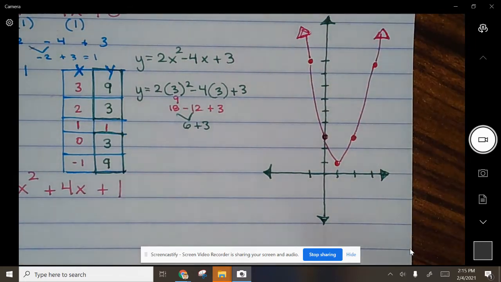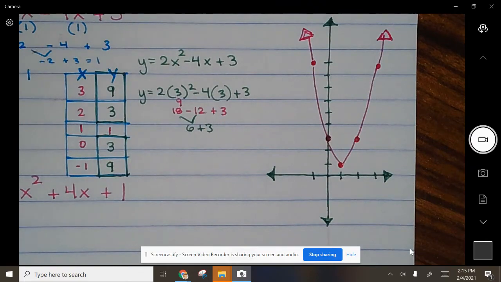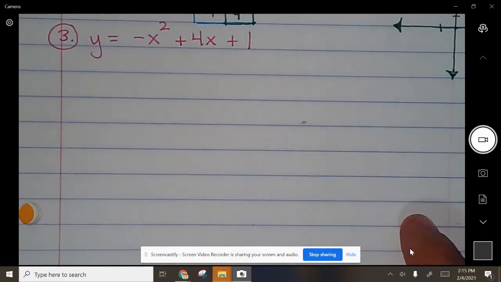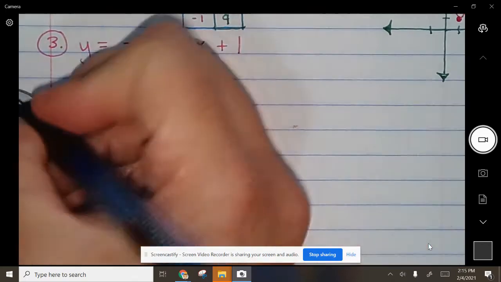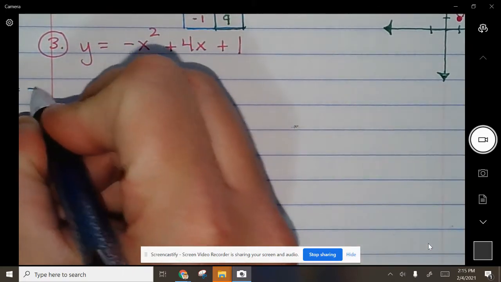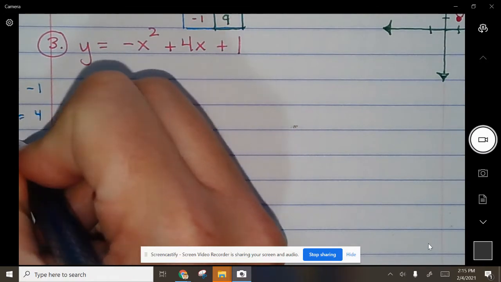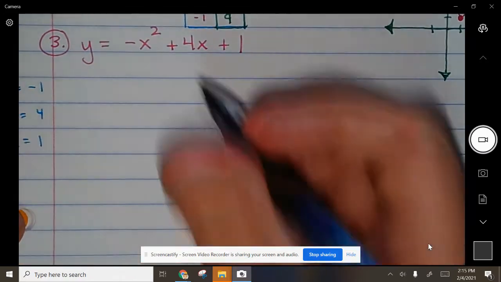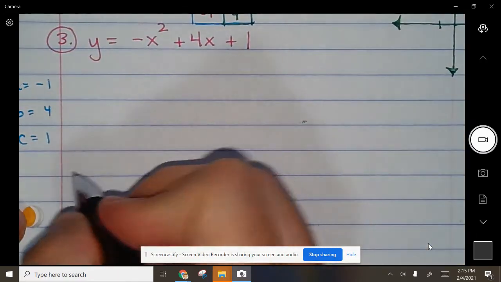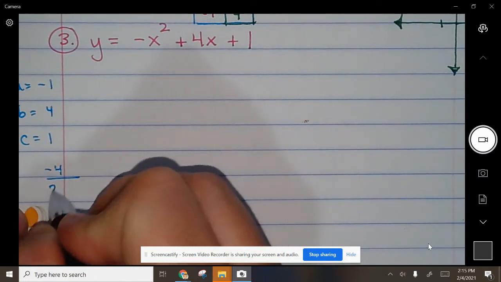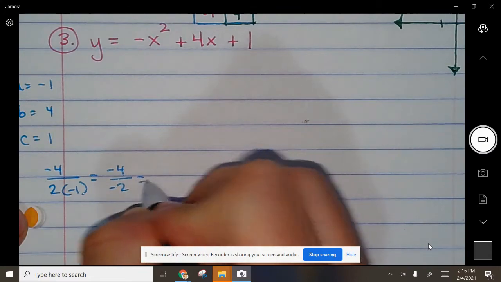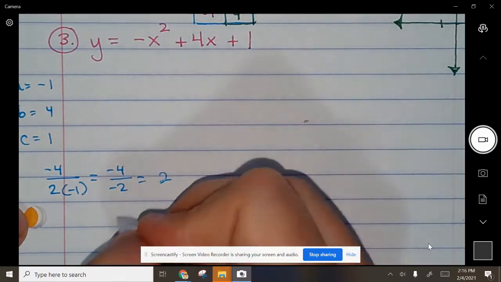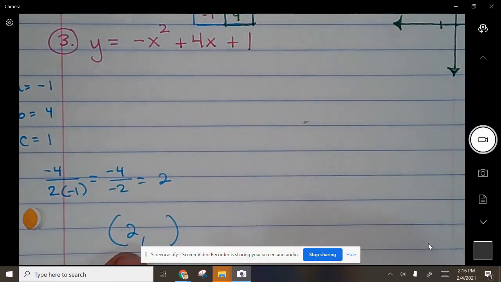Okay. Cool, cool, cool. Why don't you try, I'll do the last one too. Why not? So let's go ahead. A equals negative 1, B equals 4, C equals positive 1. Negative B over 2A, negative 4 over 2 times negative 1, negative 4 over negative 2, which equals positive 2. So positive 2 is the x.